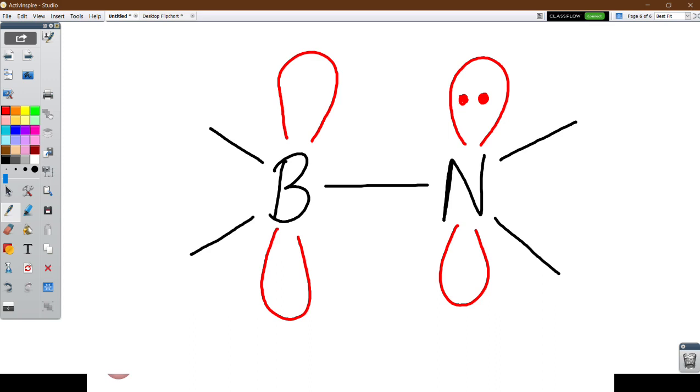So in this situation at the moment, boron's forming 3 covalent bonds. It's only got 6 electrons in its outer shell. It's not obeying our octet rule. But what we can do here now is, because nitrogen has a lone pair of electrons that it's not doing anything with, we can form a pi bond here.